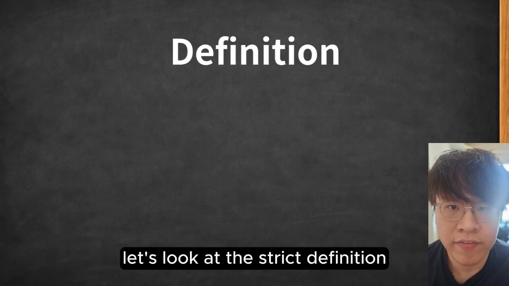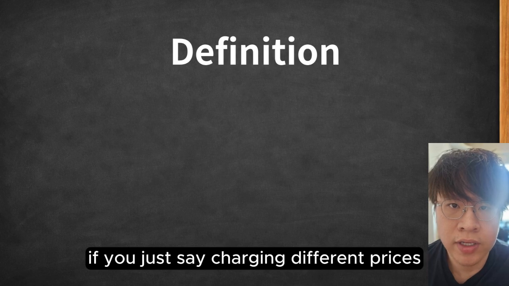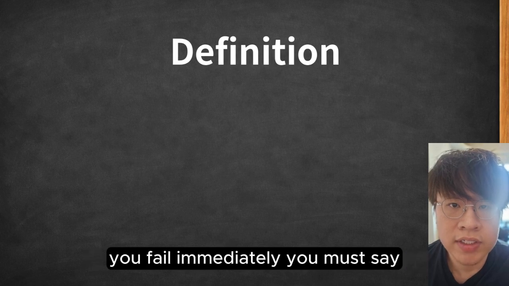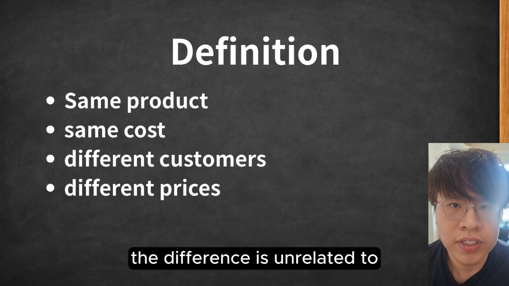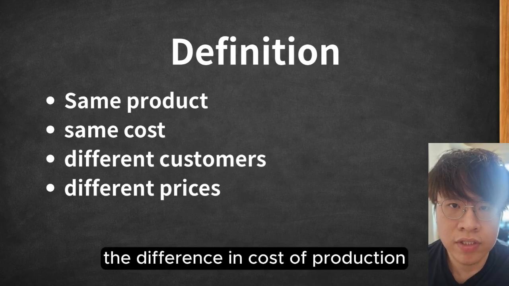Let's look at the strict definition. If you just say charging different prices, you fail immediately. You must say selling the same product at different prices to different consumers, where the difference is unrelated to the difference in cost of production.